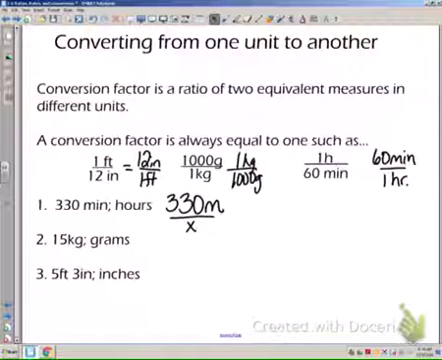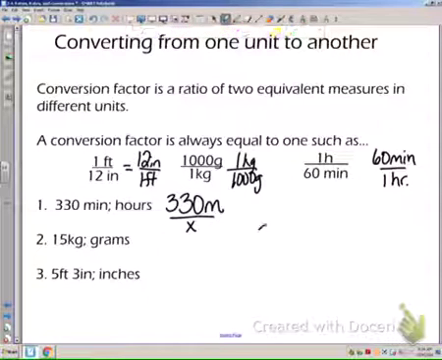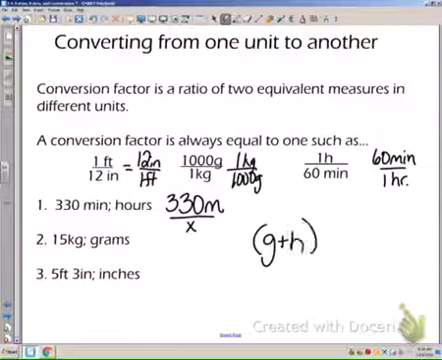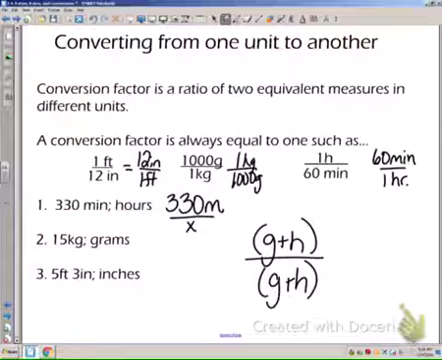So we know that if I have the same thing in the numerator and the denominator, I've told you before, if you've got 3 over 3, that is 1. 5 over 5, that is 1. If I have some big long thing, we talked about this when we were simplifying equations, if I have g plus h over g plus h, that equals 1. Well, the same's true in conversion factors.